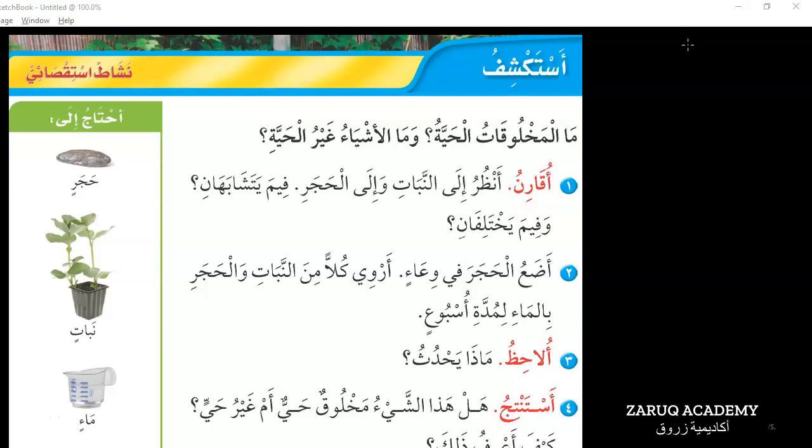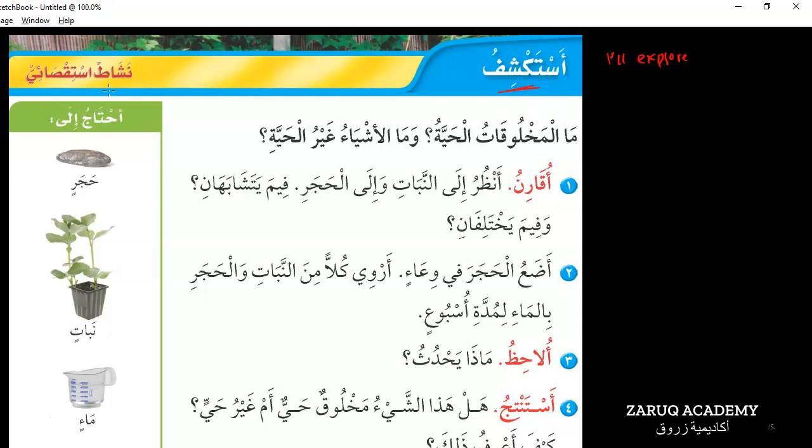استكشف means I will explore. استكشاف means to explore something. So استكشف that you're seeing here, it means I will explore. I will explore.